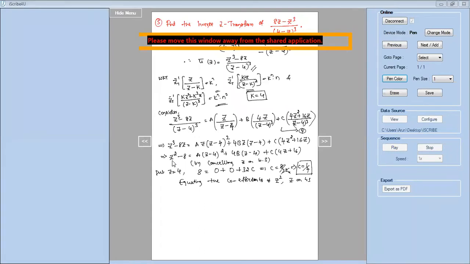And here you have z square and its coefficient was 1. So get 1 is equal to, here we get z square and z square coefficient was a, and here z is there and its coefficient was 4b. So it is a plus 4b.